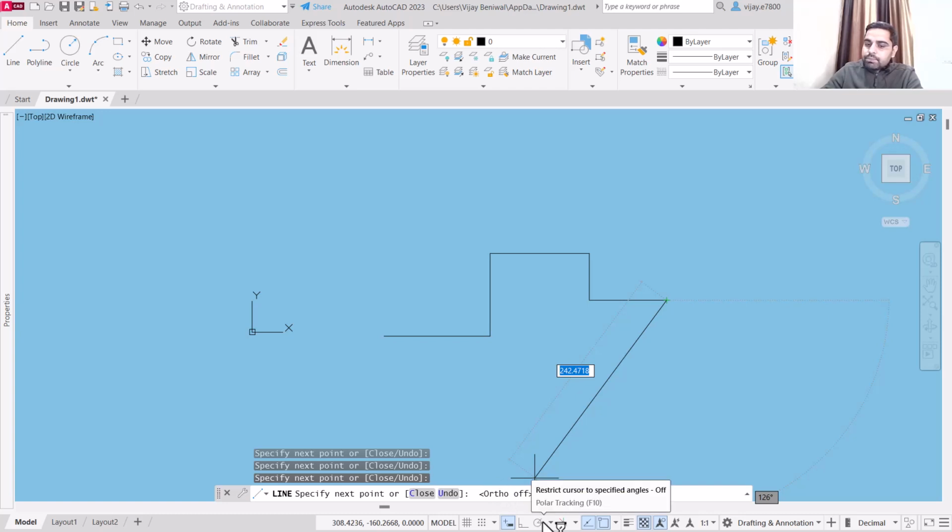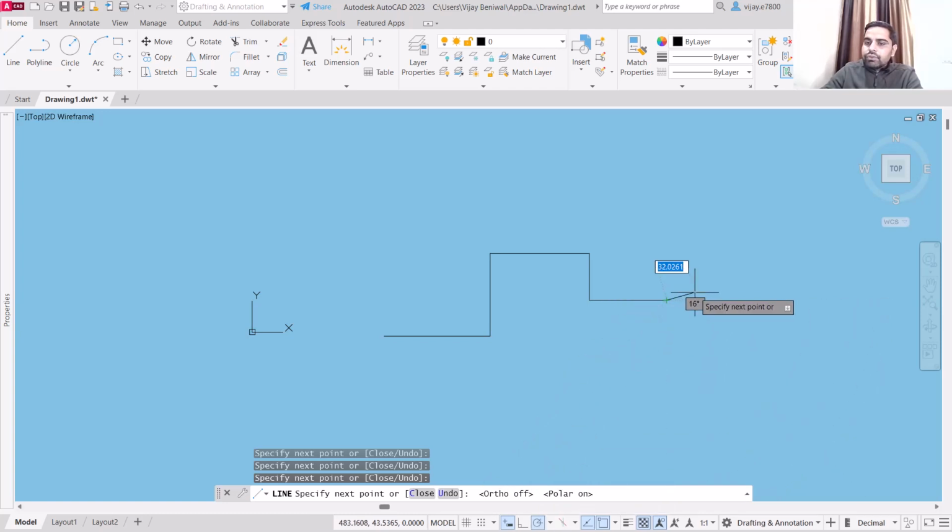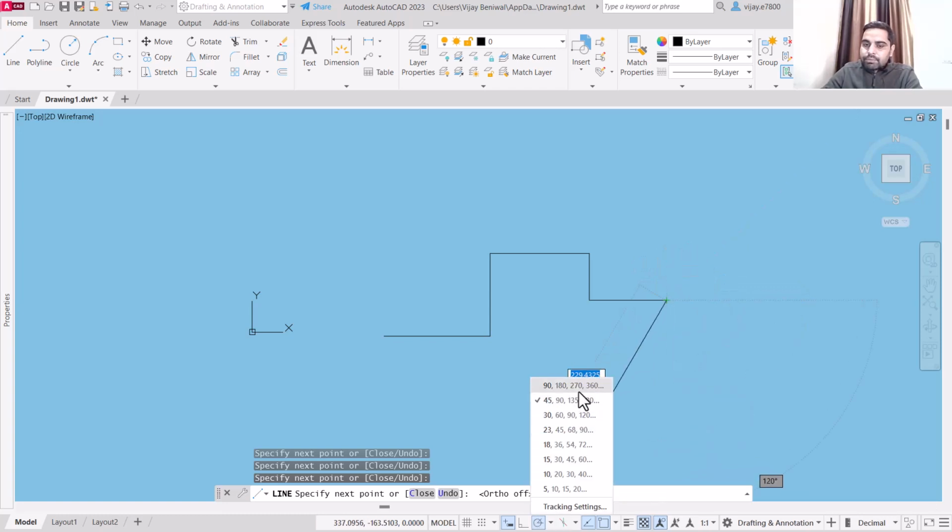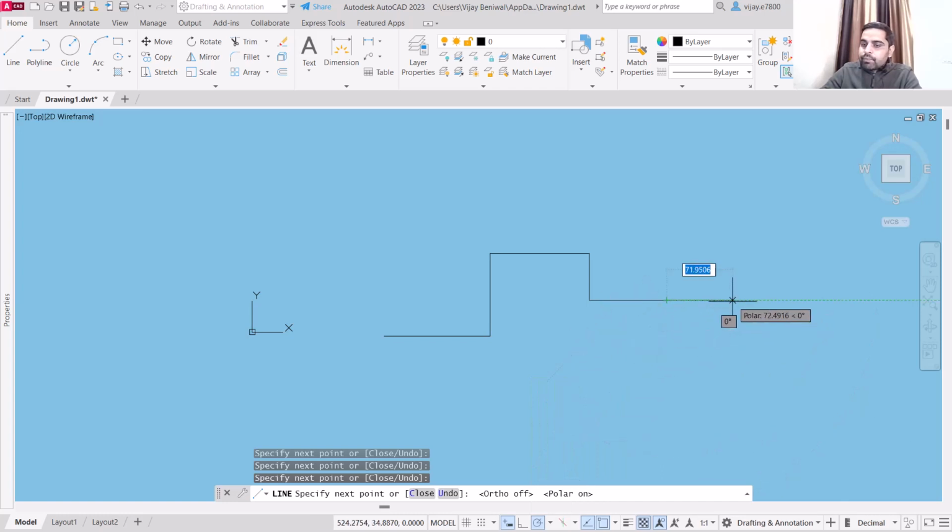Now another option is polar tracking. If you turn on this polar tracking, you will see that there are multiple options here. Suppose that I am selecting the 30-60 option. So what will happen at 0, 30, 60 and 90? Basically at the multiples of 30 degrees, our line will snap. So that is the purpose of polar tracking.